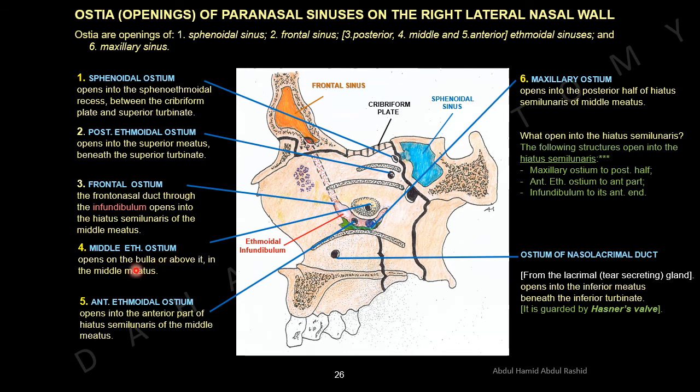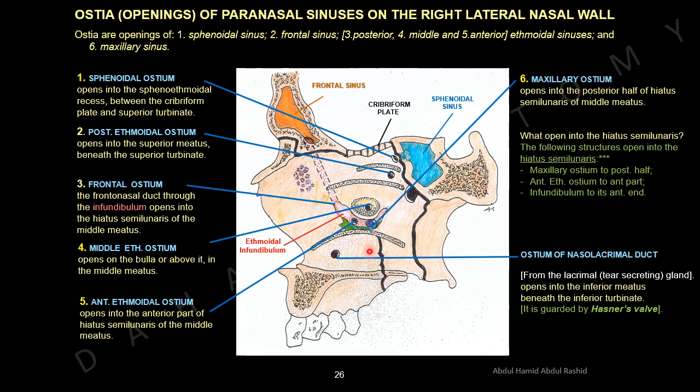It opens on the bulla or upper part of the bulla in the middle meatus. Next is the anterior ethmoidal ostium. It opens to the anterior half of the hiatus semilunaris in the middle meatus. Next is the maxillary ostium. It opens into the posterior half of the hiatus semilunaris of the middle meatus. This is the opening of the maxillary ostium.